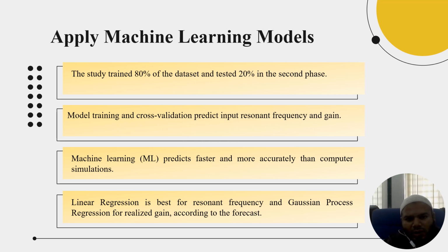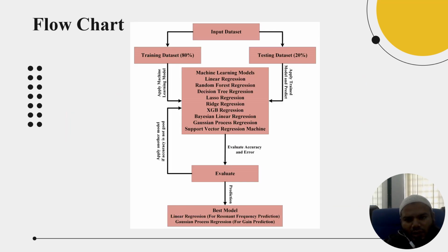Actually we are using the training data for 80% and the test data for 20%, and then evaluate the data set using the machine learning models. There are many machine learning models such as linear regression, random forest regression, XGB regression and Gaussian process regression. By using these regression models, we evaluate and finally check which one is best for accuracy in this antenna design.